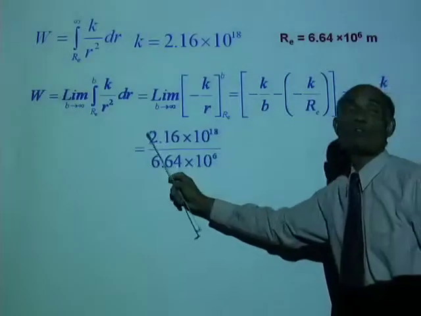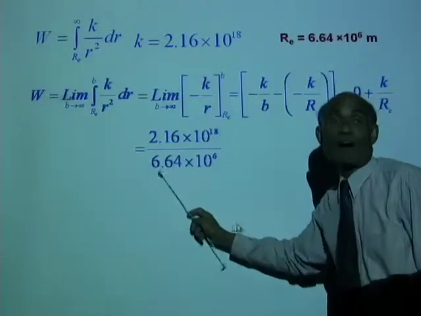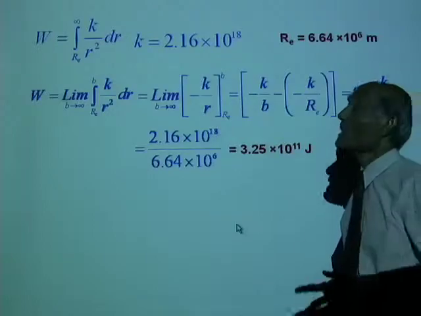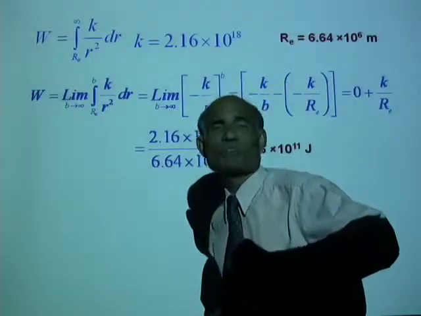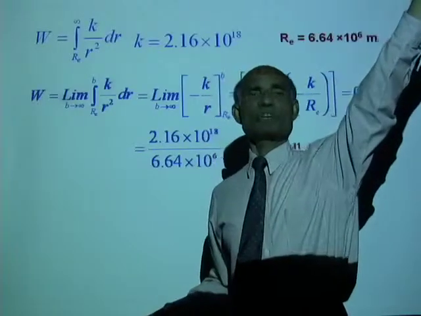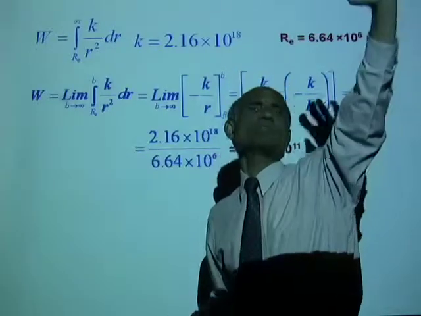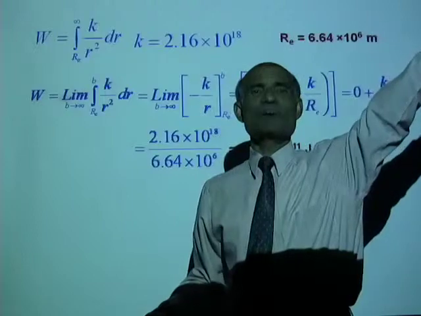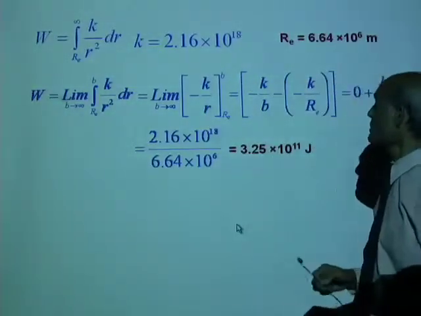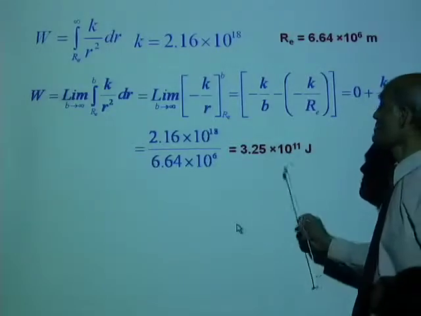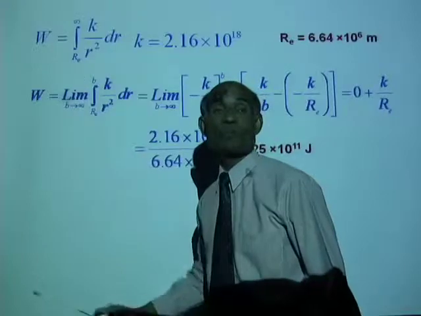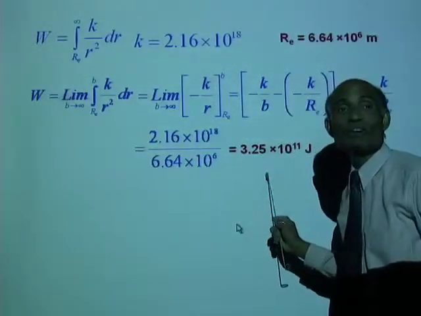And k we know, r we know, and that gives you the total work done to take this rocket from the surface of the earth and put it away from the earth. That means the rocket will never come back. It has gone completely out from the gravitational field. The total work done is 3.25 times 10 to the 11 joules. That means this is an improper integral that converges to this.